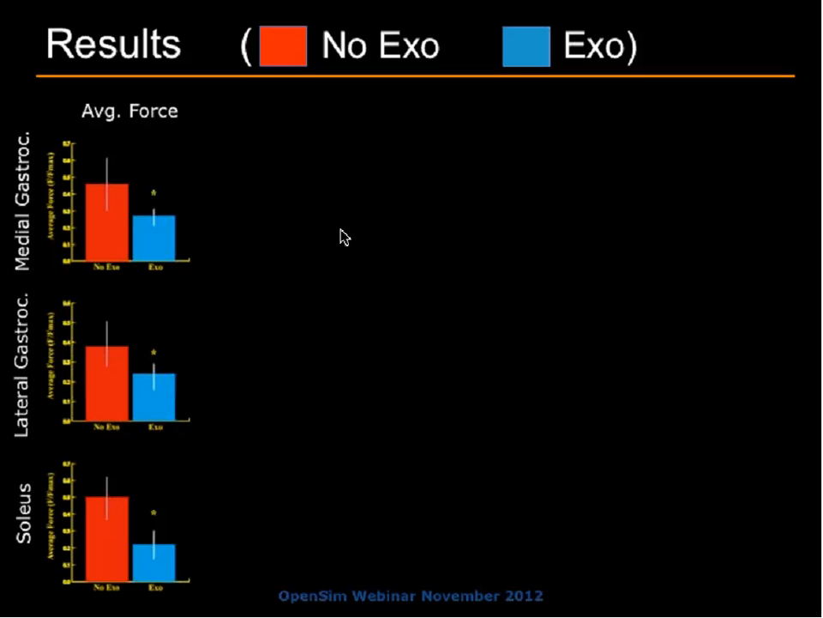First of all, for the average force produced by each of those muscles during ground contact of hops. And what you can see here is, as we predicted, significant reductions in the amount of force that these muscles had to produce, which is great. That's one of the things we're looking to do with the exoskeletons, is reduce the loading on the muscles.